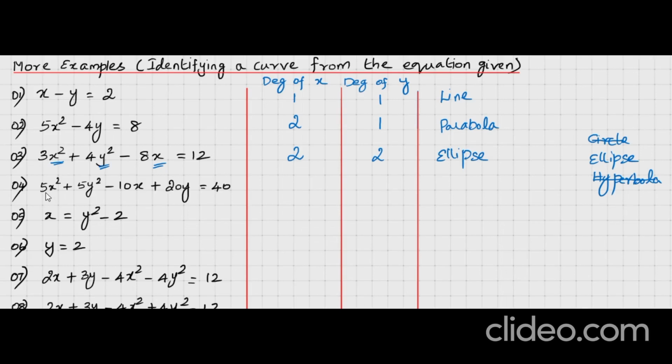In the next problem, again, what is the maximum power of x here? X occurs in 2 places. Here the power is 2, here the power is 1. The maximum power comes into role. Again, for y also, here the power is 2, here the power is 1. So the maximum power is 2. Again, we have the same 3 choices: circle, ellipse or hyperbola. How are we going to come to a conclusion here?